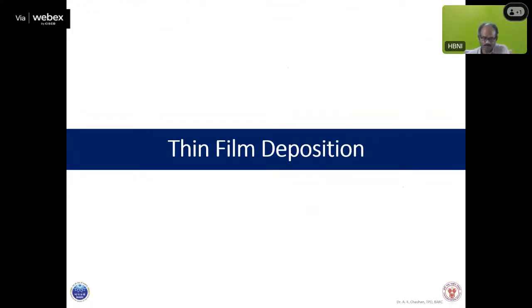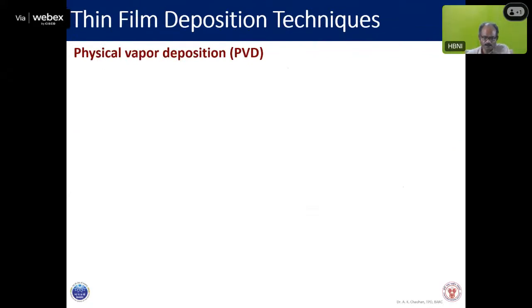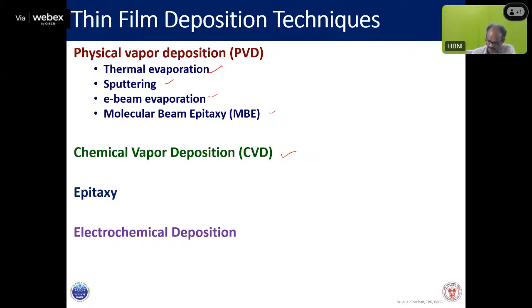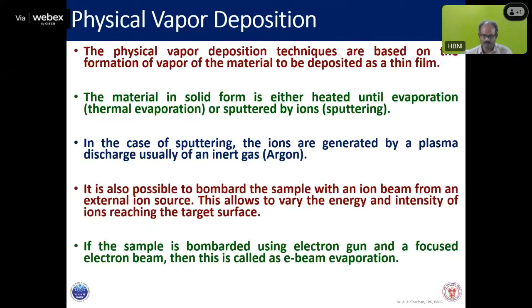Now let us come to thin film deposition techniques. Thin film deposition techniques are basically physical vapor deposition, chemical vapor deposition, epitaxial deposition, and electrochemical deposition. In physical vapor deposition, where the vapor is physically transported, there are 4 different methods: thermal evaporation, sputtering, electron beam evaporation, and molecular beam epitaxy. Then chemical vapor deposition and epitaxial and electrochemical depositions we will quickly see one by one.